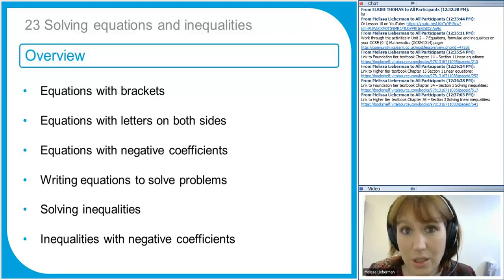And then we'll take a quick look at solving inequalities at the end, and inequalities with negative coefficients, which work in a similar way with one important rule, which we should learn.